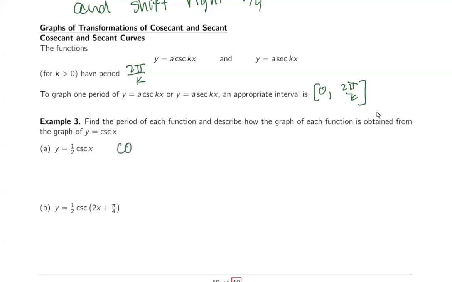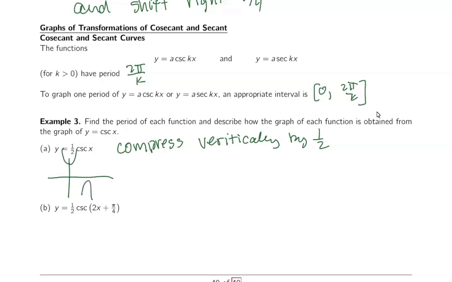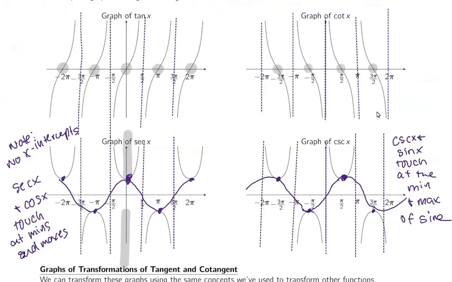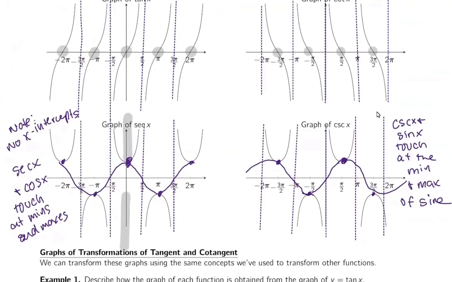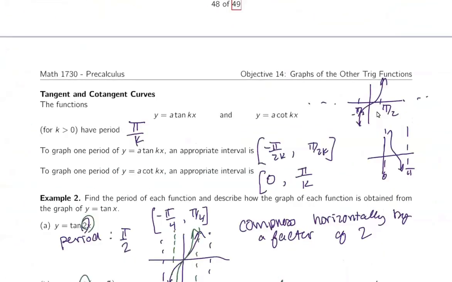So we're going to compress vertically by 1/2, right? So cosecant normally looks something like this. Not perfect, right? And you can always go double check. What did cosecant look like? Oh, I did it wrong. Dang it. Why did I do it wrong?